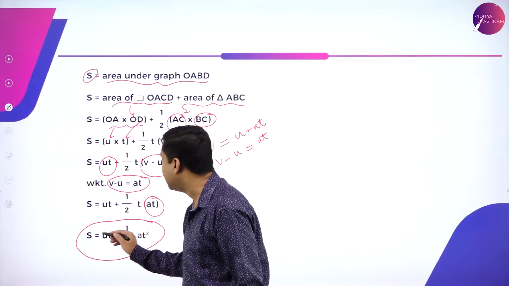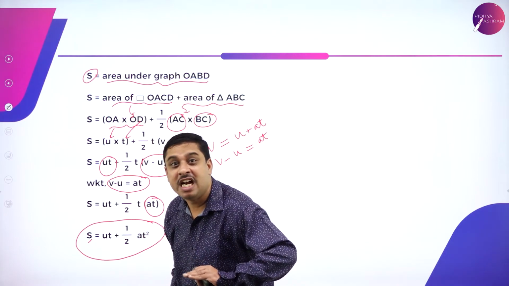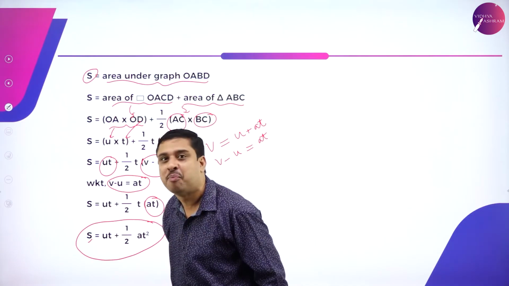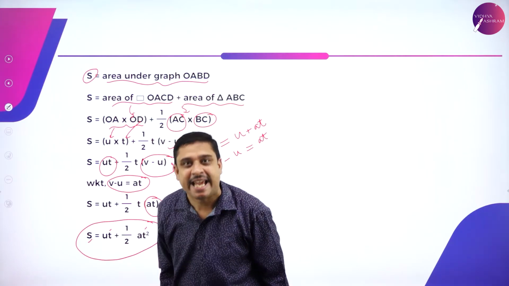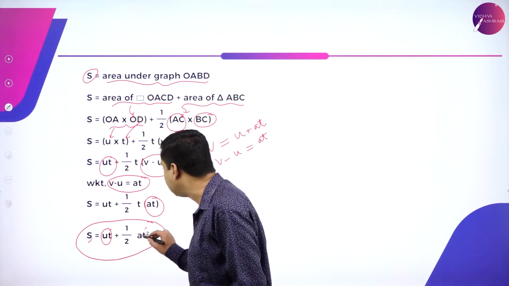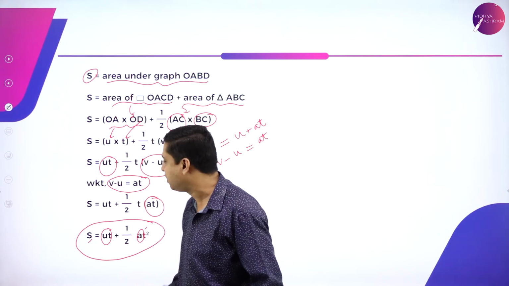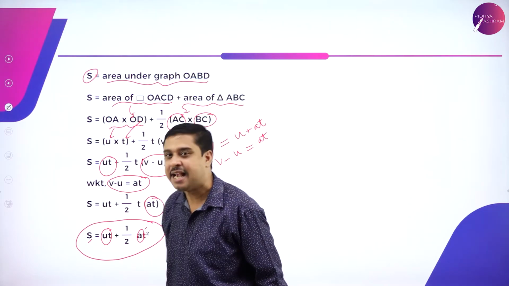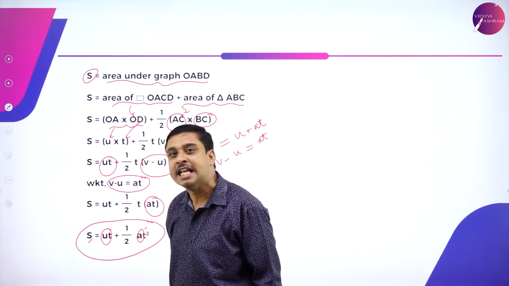Therefore, if you clearly observe, the displacement of a body in a given interval of time t depends upon the initial velocity and acceleration of the body, whereas it is independent of the final velocity. So S equals UT plus half AT square.